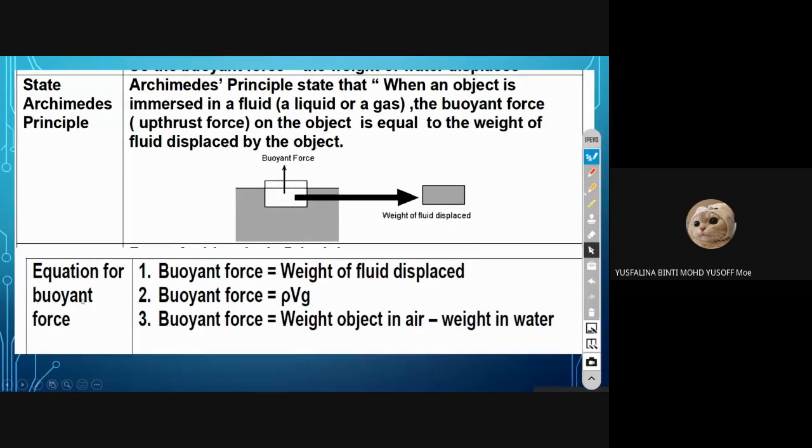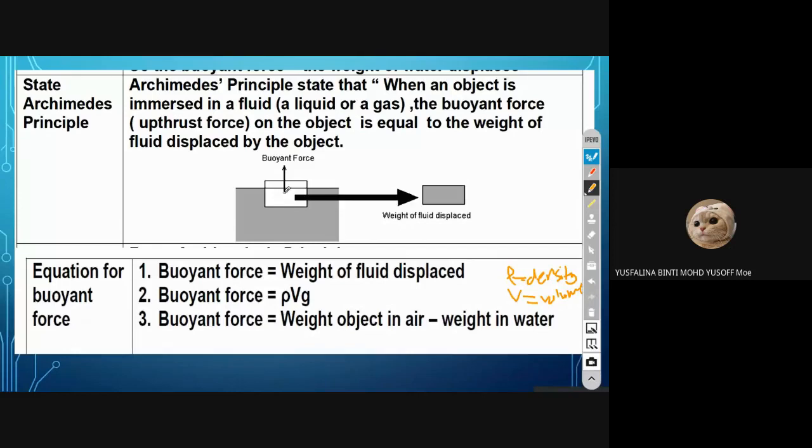For the equation for buoyant force, if the question asks you to find the value of the buoyant force, you have to remember that the buoyant force is the weight of the fluid displaced. Or you can use the formula rho Vg. Rho is the density of the water, if you put the object in the water. V is the volume submerged in the water.